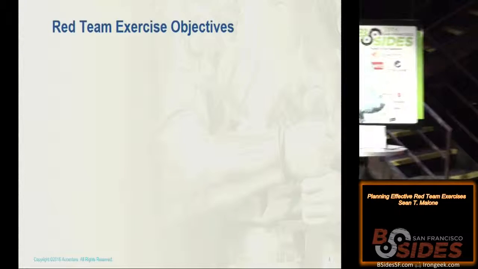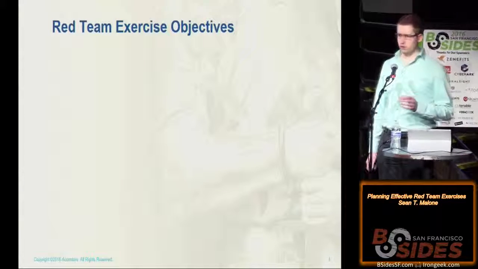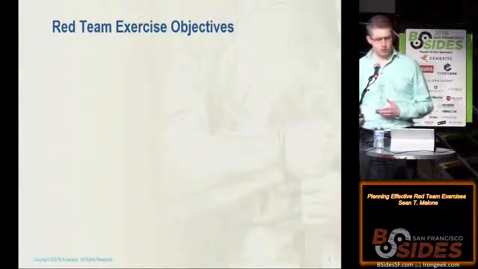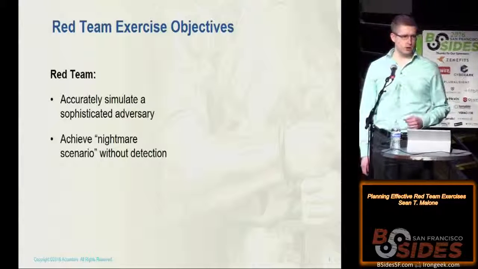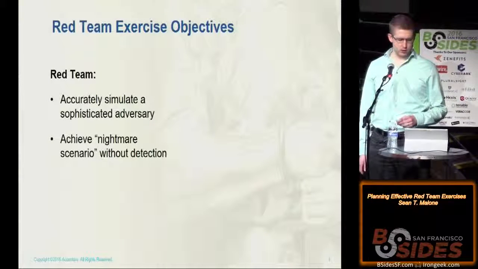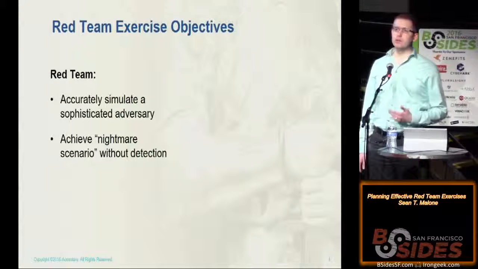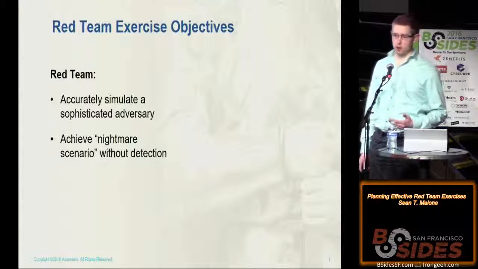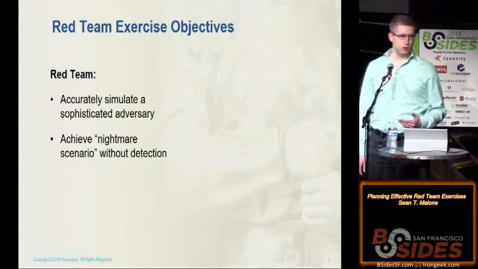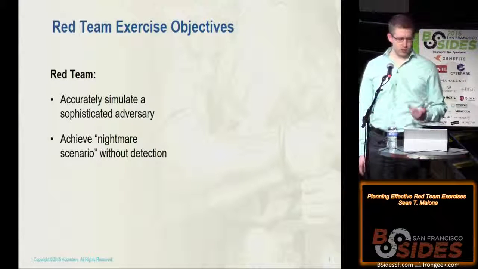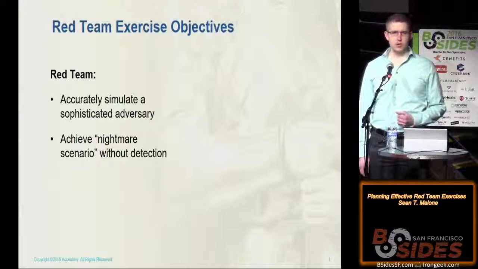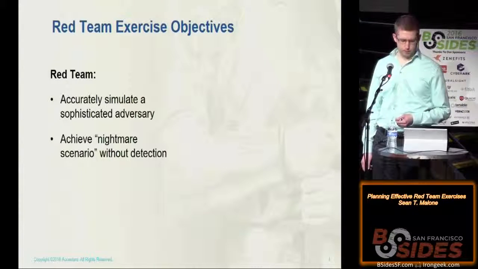So the objectives here for a red team exercise are different depending on if you're looking at it from the red team perspective or from the client perspective. On the red team side, we're looking to accurately simulate an attack by a sophisticated adversary. And that adversary is seeking to achieve what the business considers to be a nightmare scenario, and they're looking to do that without detection. Their end game may involve something that's obviously going to be detected eventually, such as loss of money, shutting down systems, ransomware, whatever it may be. But they're looking to get to that point without detection so that they can move into their end game.